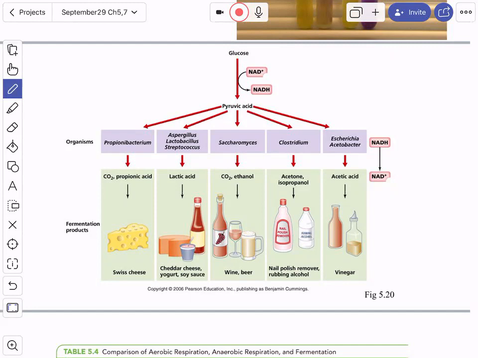We wouldn't have Swiss cheese without bacteria. We get other kinds of cheeses, yogurt, soy sauce from different fermentations. Of course, alcoholic beverages, that's yeast that do that. Things like rubbing alcohol or nail polish remover that you wouldn't think could be a product of a bacterial fermentation. Of course, vinegar. So all sorts of useful products from bacteria there.